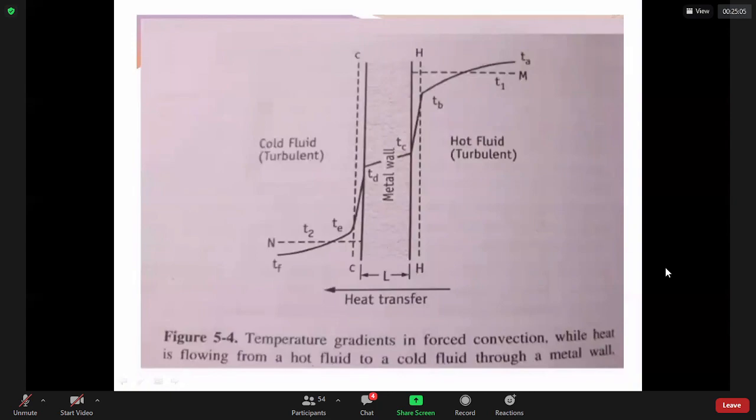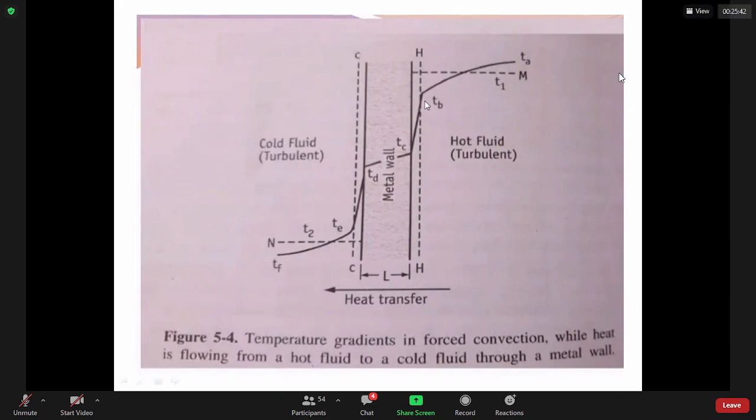Now look at the hot fluid side. To the right of HH, this dotted line here, the fluid is in turbulent flow. On the hot side, the fluid is in turbulent flow. Now, TA is the maximum temperature in the hot fluid, this TA here. And TB is the temperature at the boundary.